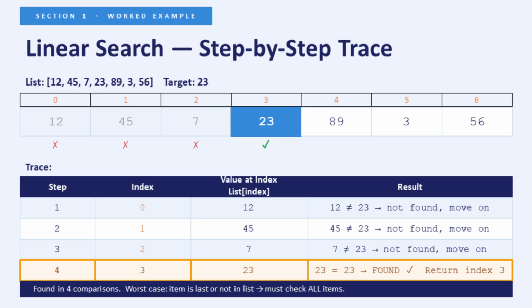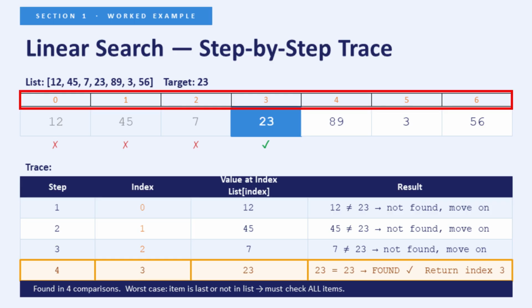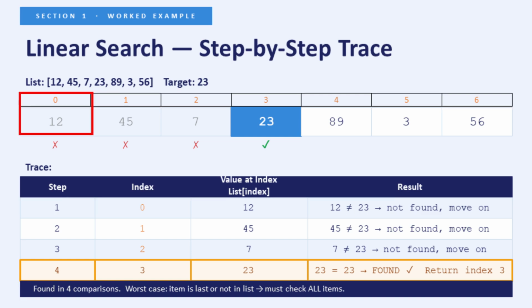Now before I go on, I want to stop and explain something that many students find confusing. What is an index? Think of the list as a row of numbered boxes. The first box is box 0, not box 1, box 0. This is called zero-based indexing, and it is used in almost every programming language. So the number in box 0 is 12, the number in box 1 is 45, the number in box 2 is 7, and so on. When I say the value at index 3, I mean the value inside box number 3, which is 23. The index is just the position number. It is the address of each item in the list.